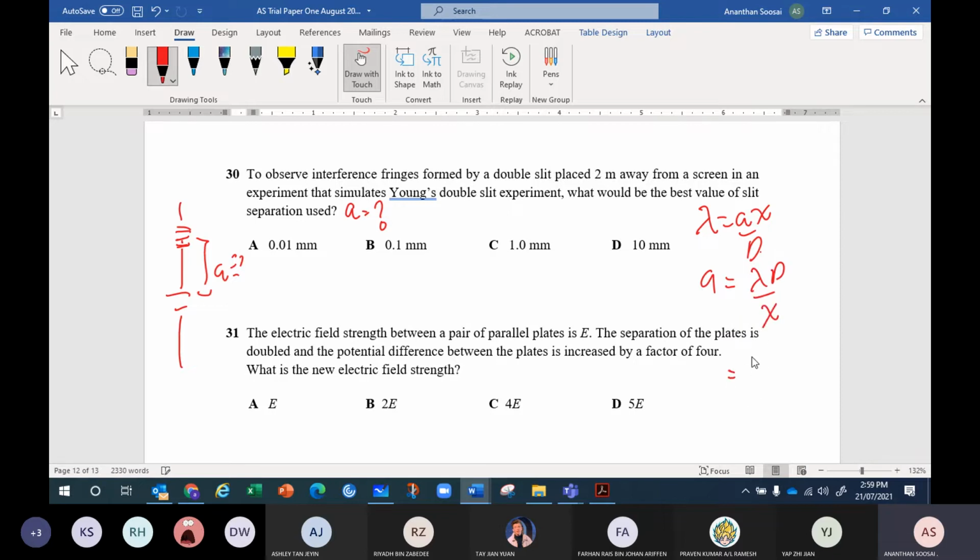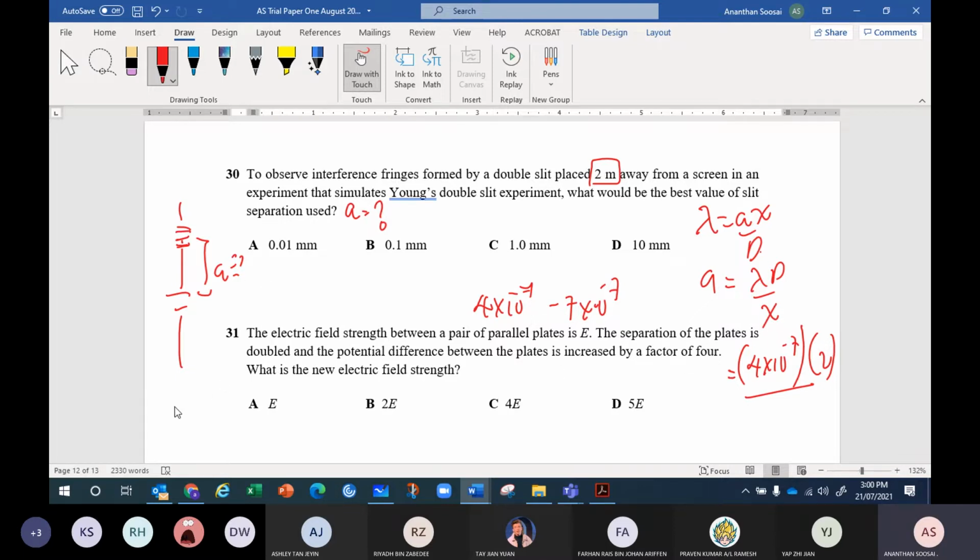We know lambda falls between, what is the lambda value for visible light? 4 times 10 power of negative 7 to 7 times 10 power of negative 7, in meter. Let's say I put 4 times 10 power of negative 7. The d is already said, it's 2 meter, so we put 2. We want to find the a. x.